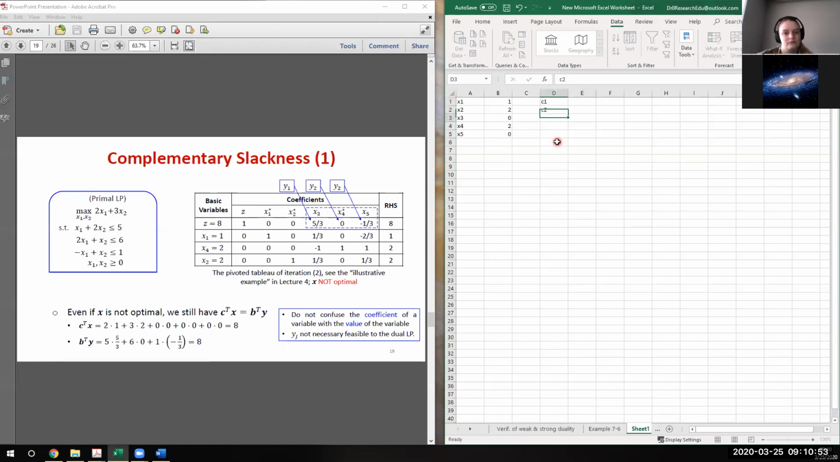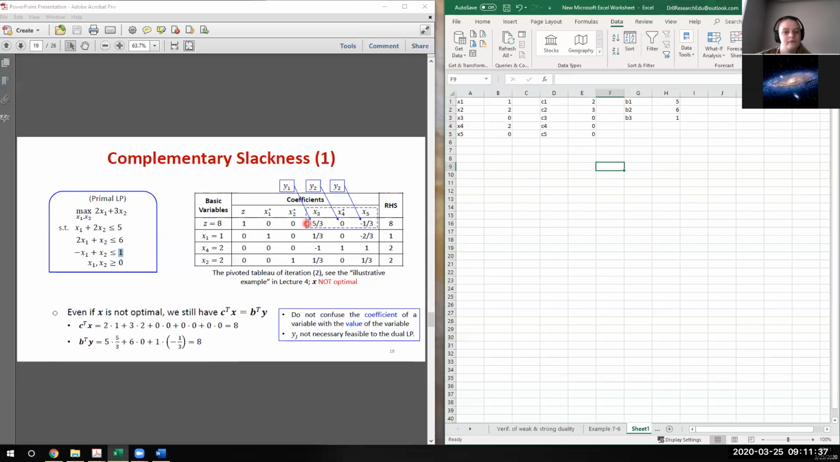Now let's input the C's: C1, C2, C3, C4, C5. This is C1 equals 2, C2 equals 3, and I don't have a C3, C4, C5, so of course they're 0. So 2, 3, and 0, 0, 0. Okay. Another thing that I have is the B. So I have B1 equals 5, B2 equals 6, B3 equals 1. Okay. Then what I'm gonna do is this.